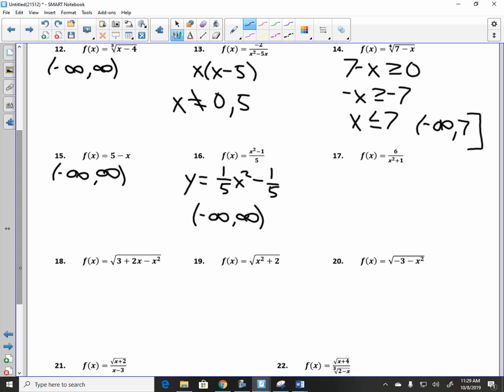Uh-oh, 17. Surely there's an issue there. I've got a fraction, right? Why? Okay, so x squared plus 1 cannot be 0. So therefore, all real numbers.